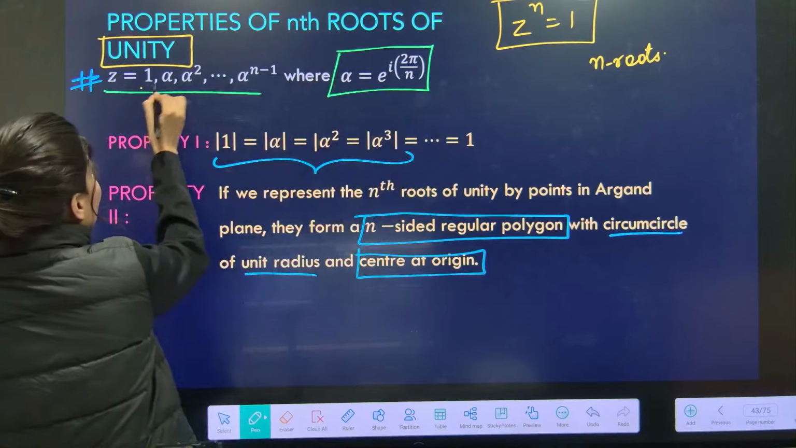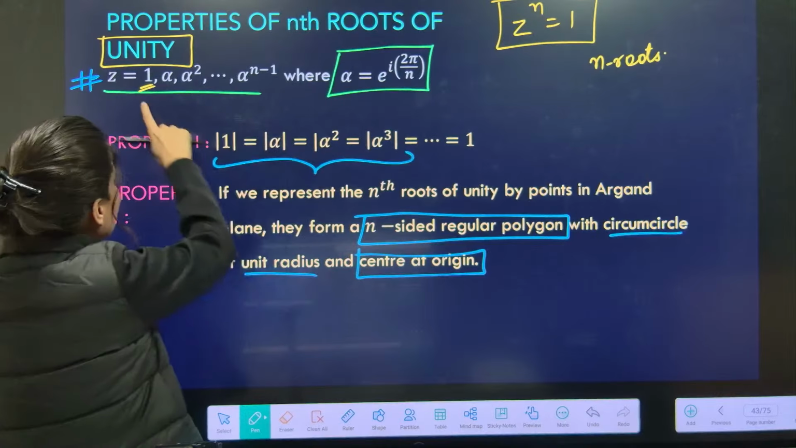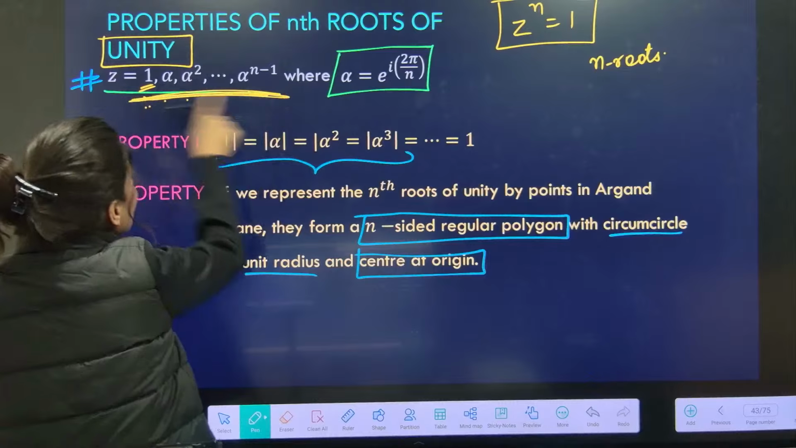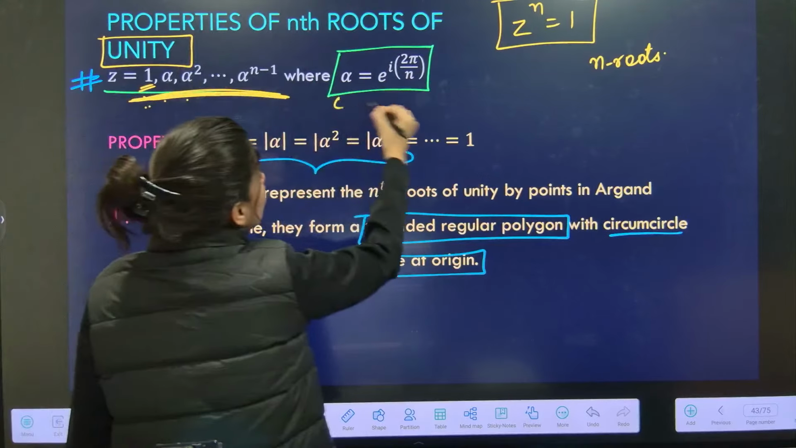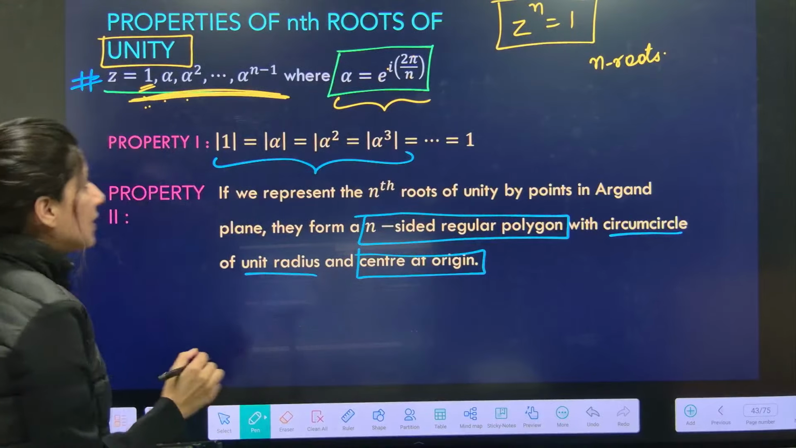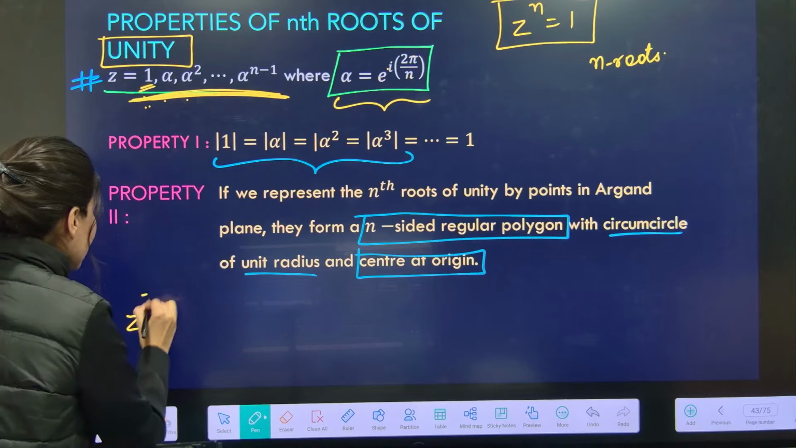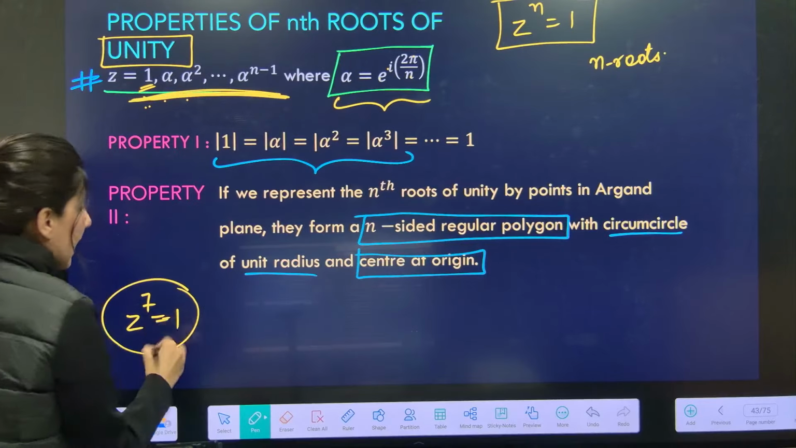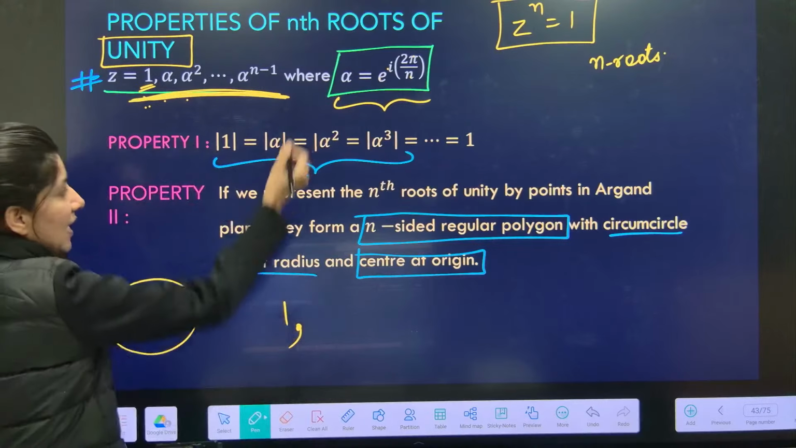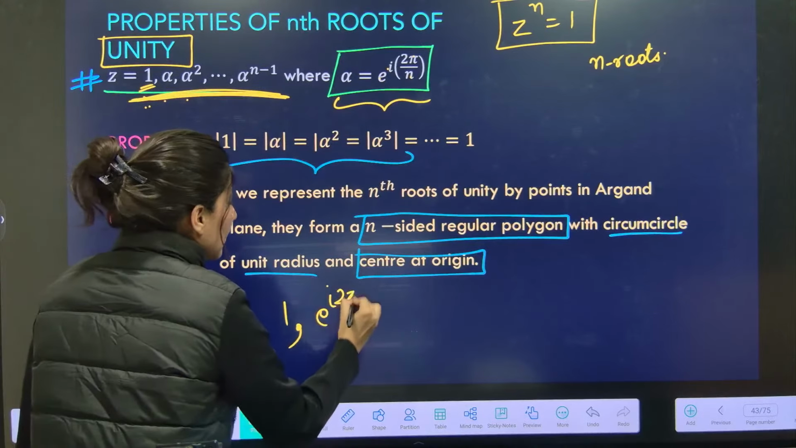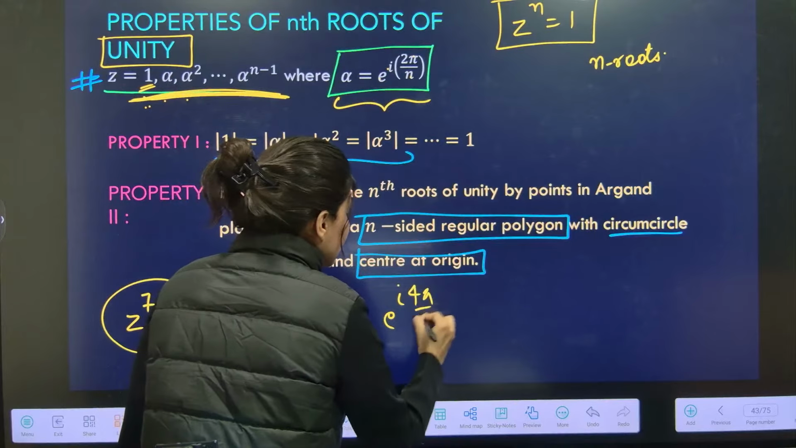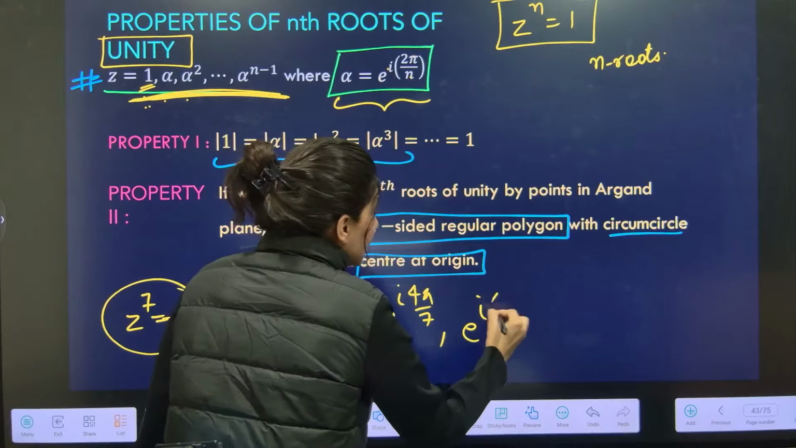Clearly, 1 will definitely be the root of this equation, right? 1, alpha, alpha square and all the way up to alpha power n minus 1. These are the n roots of this equation, where alpha is what? E power iota 2 pi by n. Okay. Now tell me one thing. Z power 7 is equals to 1. Help me write all the 7 roots of this equation. So clearly, ma'am, 1 comma alpha. What is alpha? E power iota 2 pi by 7 is, ma'am, 1 root. E power iota 4 pi by 7. E power iota 6 pi by 7.